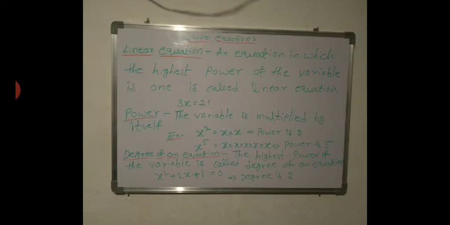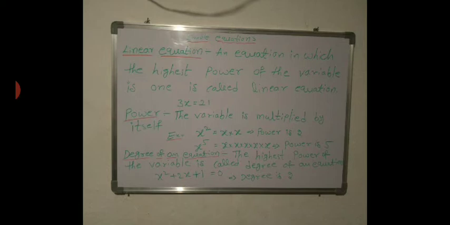Example, 3x equal to 21. In that, x to the power of 1. The power of the variable is 1, so the highest power here is also 1. That's why 3x equal to 21 is a linear equation. Actually, what does it mean by power, sir? We don't know that.